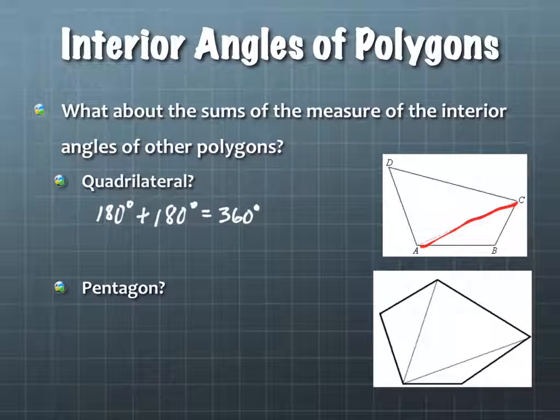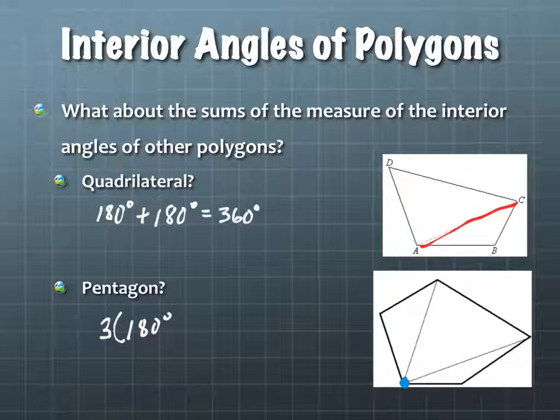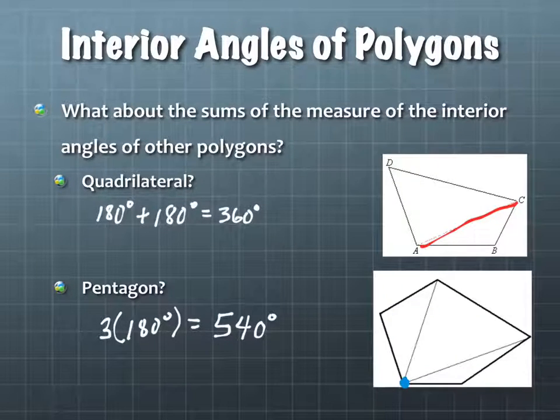Now you have to be careful once you get any larger than a quadrilateral that when you are tearing them into triangles, you're tearing them from the same vertex. Do you see how my triangles are drawn from the same vertex here? It matters more when we get to even bigger shapes. As long as I pick one vertex to create my triangles from, this will work. So I created 3 triangles. 3 triangles gives me 3 times 180 for a total of 540. So that's a pentagon.